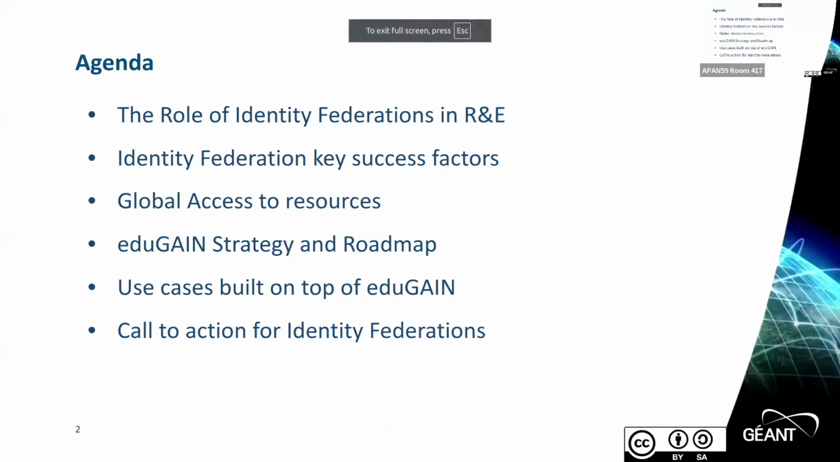So, let me start with a short agenda on what we're going to talk about. First of all, we want to tackle what the role of identity federations for research and education is, and what is in it for users in research and education. Then some of the identity federation key success factors, and what we can do to enable global access to resources for research and education. Then we will have a look at the current eduGAIN strategy and roadmap for the near future. We're also going to show a few use cases built on top of eduGAIN. And finally, we have a call to action for identity federations.